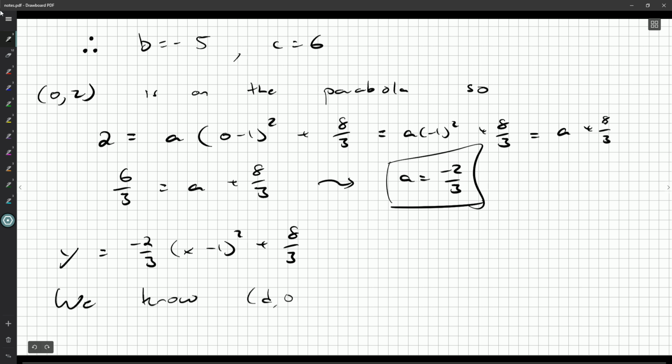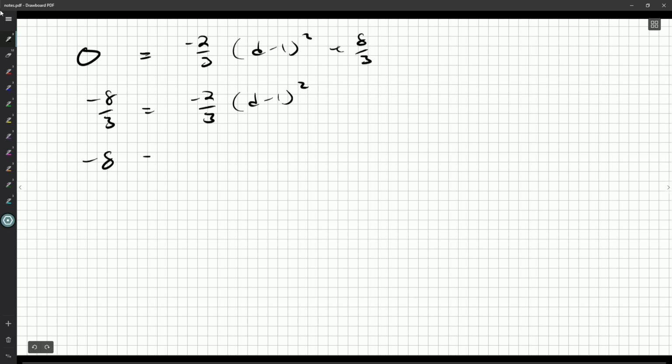We know (d, 0) is on the parabola. And we'll just remind ourselves d has to be positive. So why don't we just say, all right, 0 is negative 2/3 (d − 1)² plus 8/3. And now, bring the 8/3 over to the other side. Multiply both sides by 3. You don't have to write down that that's what you're doing. You can just write down the equations. Divide both sides by negative 2.